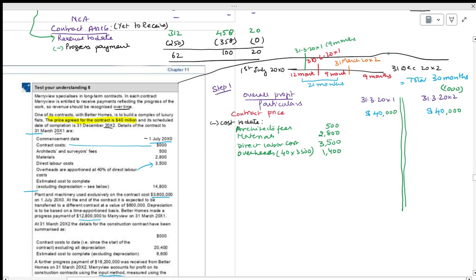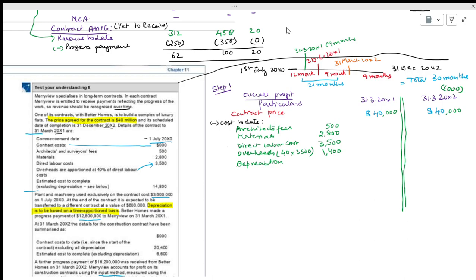We have machinery, plant and machinery depreciation. Be a little bit careful here, very careful. Now, depreciation is time apportioned. What do they say depreciation is based on? Depreciation is based on time apportioned basis.